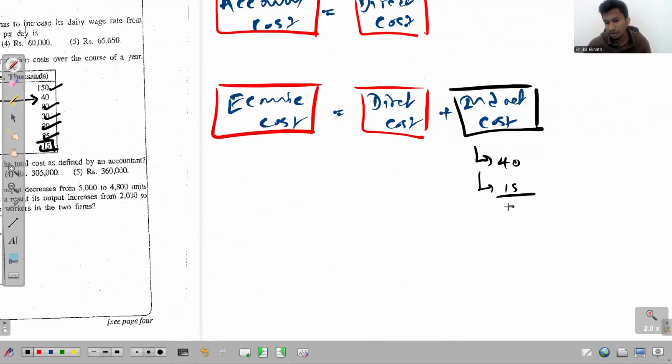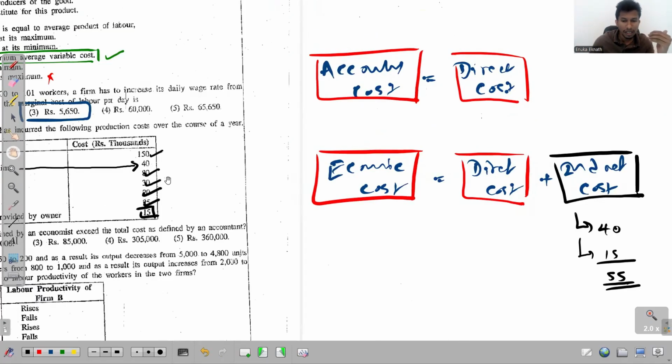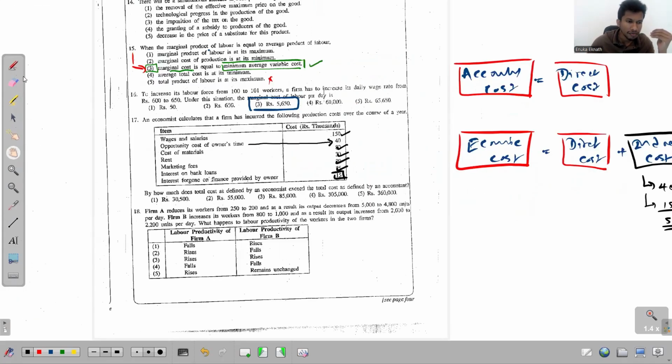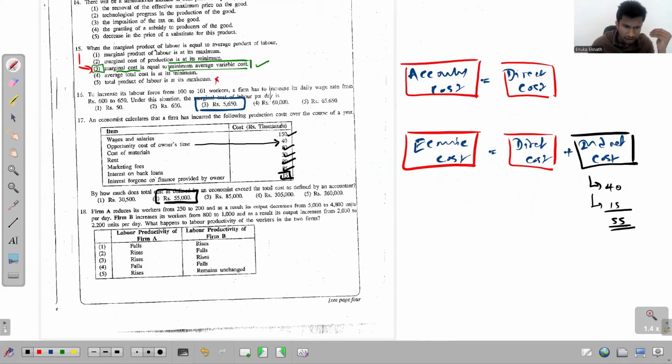So the total of these two you receive as 55, and that's the indirect cost, the amount by which the economic cost will exceed accounting cost. And the answer for this is 55,000, the reason being all the values are in thousands. So for question 17, the second one is the answer.